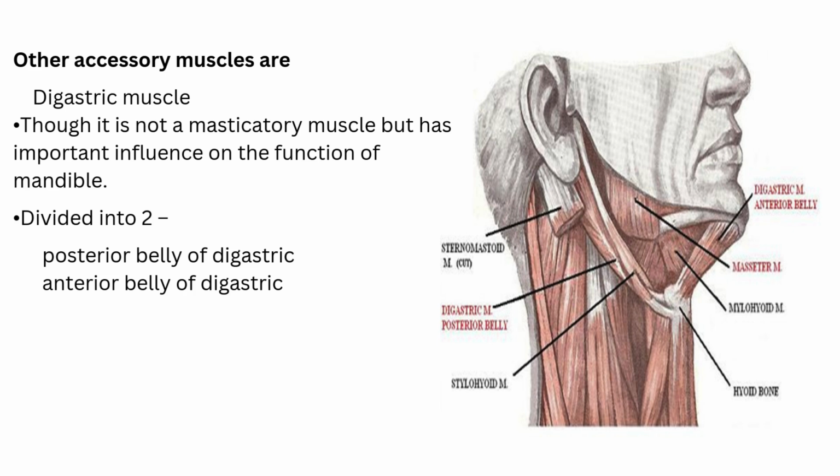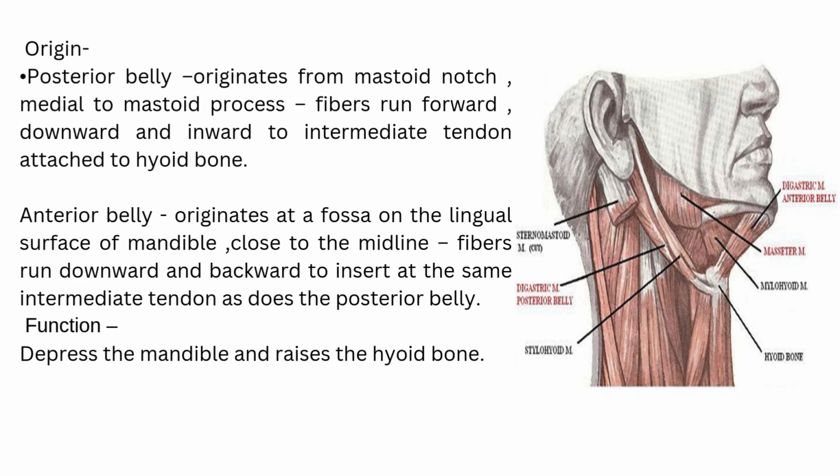We have spoken about the masseter muscle, temporal muscle, medial pterygoid muscle and lateral pterygoid muscle. These are the muscles of mastication. But there are other accessory muscles like the digastric muscle and sternocleidomastoid muscle, which do not influence mastication per se but influence the functions of the mandible, that is movements of the mandible. First let's talk about the digastric muscle, which is divided into two portions: posterior belly of the digastric muscle and anterior belly of the digastric muscle.